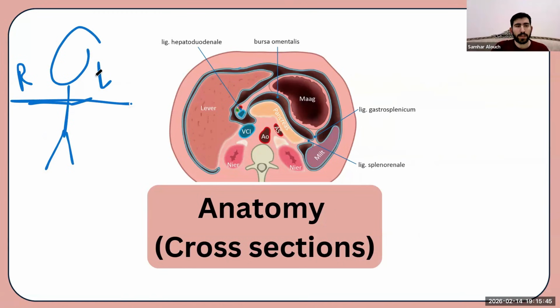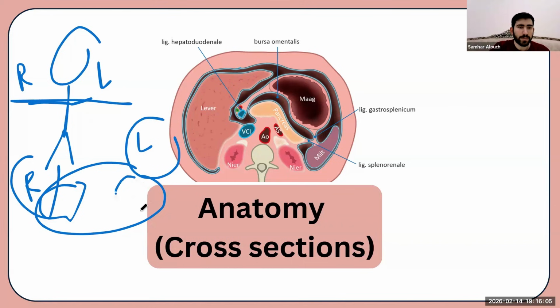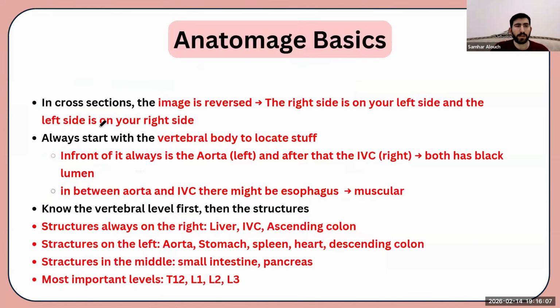If I took a cross section from Umar and I looked at it, this is going to be the right side, and this is going to be the left side. Okay, it's opposite. So please, every single time you read a cross section, flip your mind. The right is on the other side, on your left, and the left is on your right. Please keep this in mind. Like the liver is always here, while the stomach and spleen are always here. So in cross section, the image is reversed because you are standing in front of each other. The right side is your left and the left side is on your right.